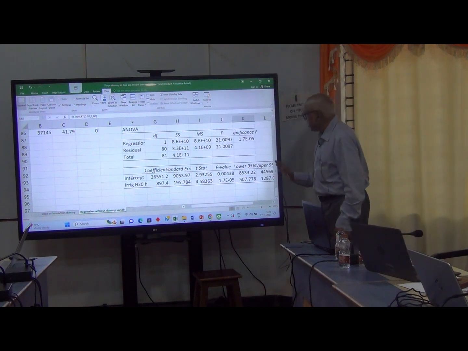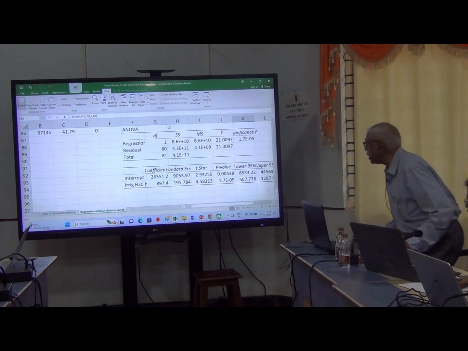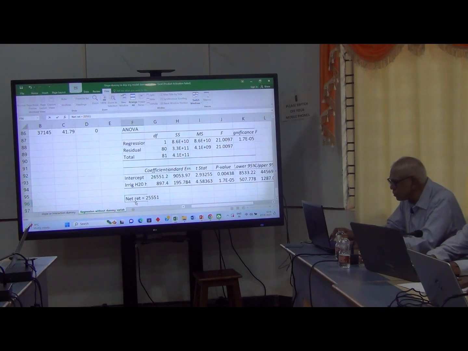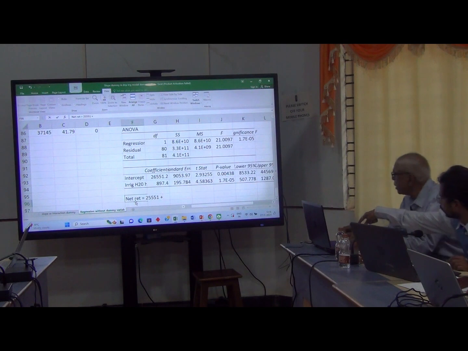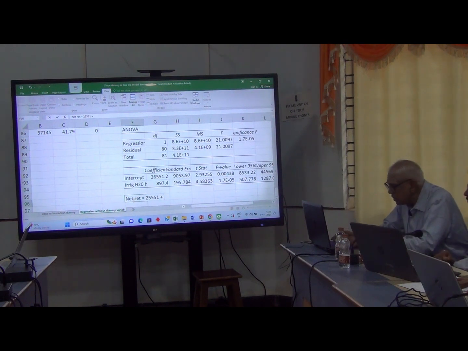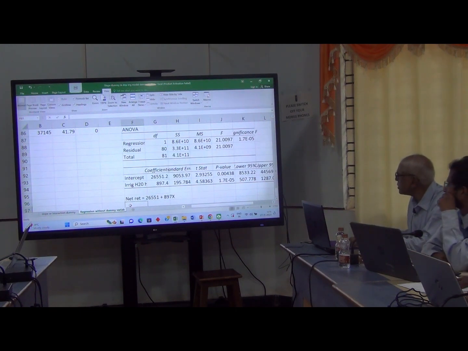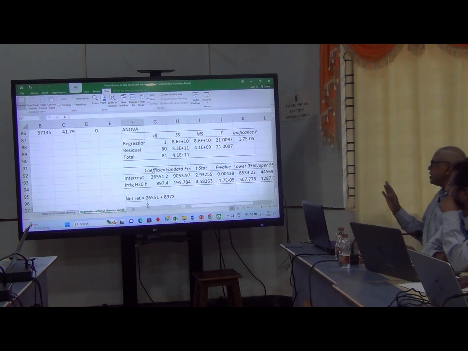That means what we have done is now your result: y, the net return, is equal to 26,551 plus 897, plus 821 into x. This is your result. Plus error, I have not taken this. So it is giving you this equation. Okay, 26,500 plus 821. This is the relationship.